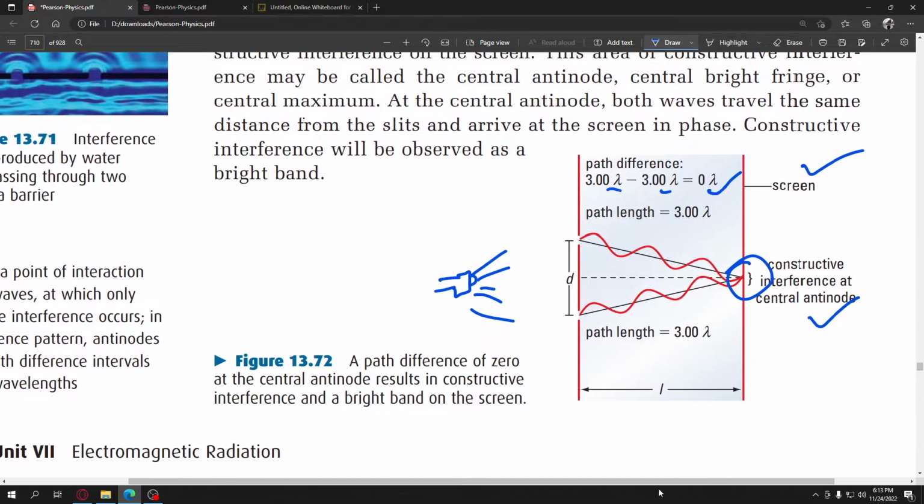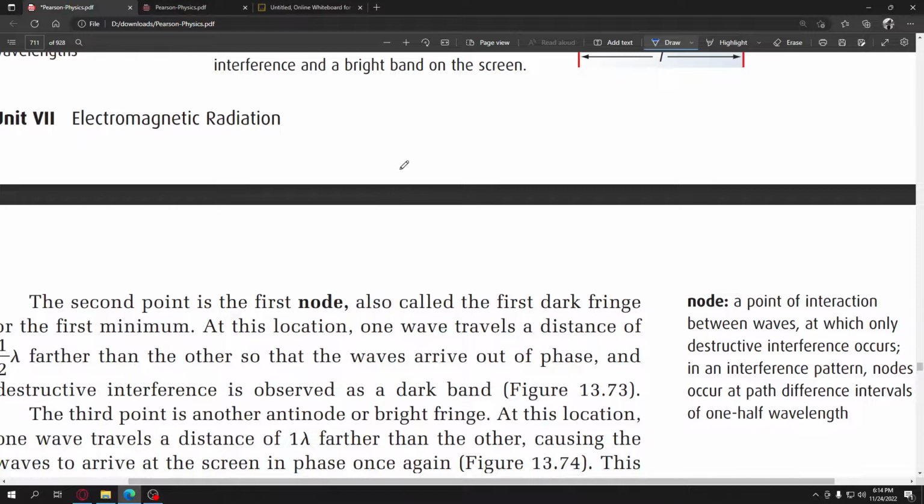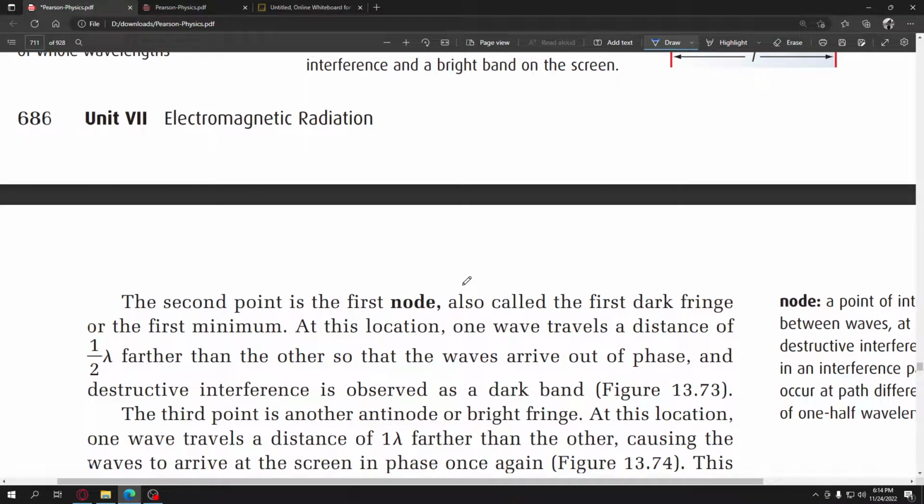So let's read up just to make sure we are doing this correctly. The perpendicular bisector is an imaginary center line. This area may be called the central antinode, central bright fringe, or central maximum. At the central antinode, both waves travel the same distance from the slit and arrive at the screen in phase. Constructive interference will be observed. It's a bright band. The second point is the first node.